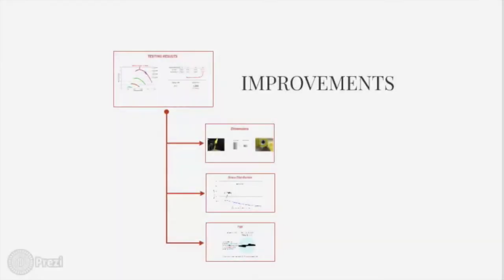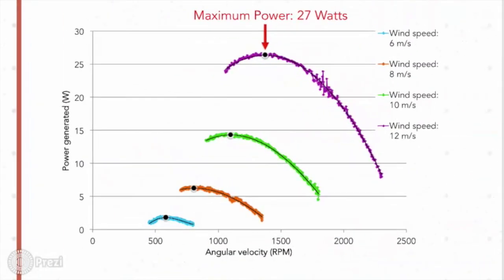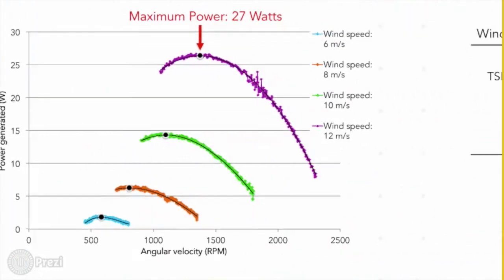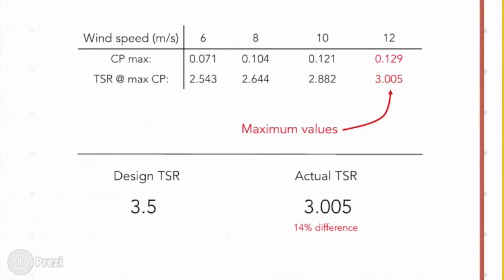This is how the world is saved. Here is our performance data and maximum CP and TSR. After testing, we realised there are a number of problems wrong with our design.